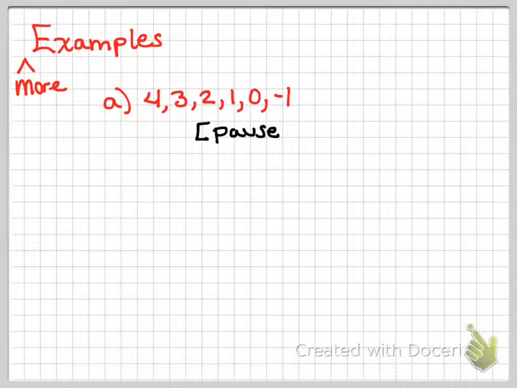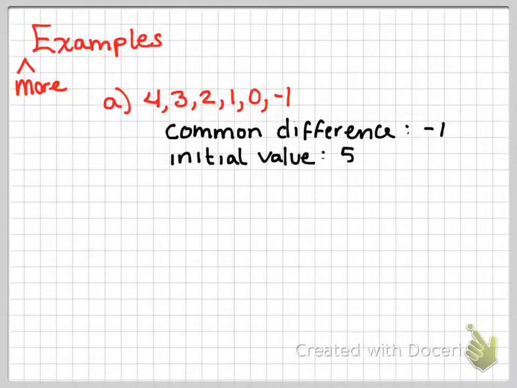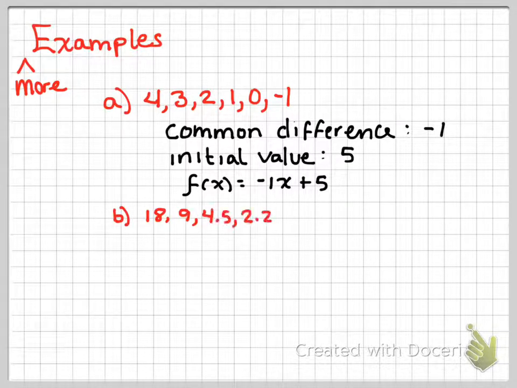Let's look at some more examples. Pause the video right now and see if you can figure out which this one is, arithmetic or geometric, and see if you can write the equation. Alright, so let's see what we have here. The common difference. Hopefully you figured out that the common difference here is -1. The initial value, hopefully figured out, is 5. So therefore f of x is equal to -1x plus 5.